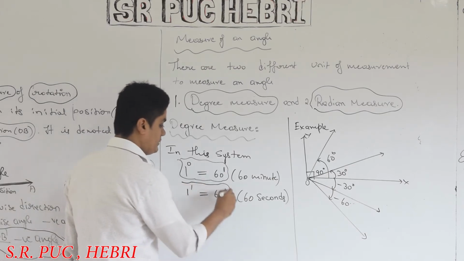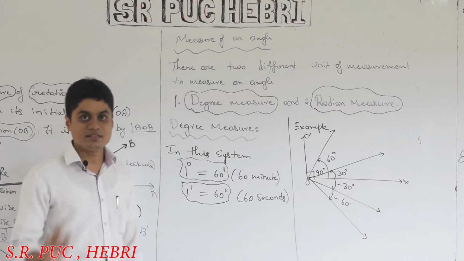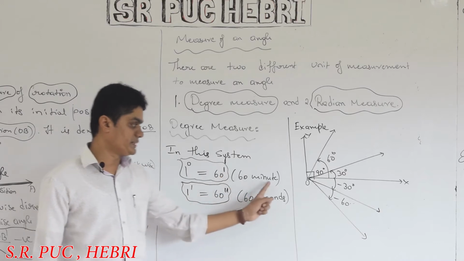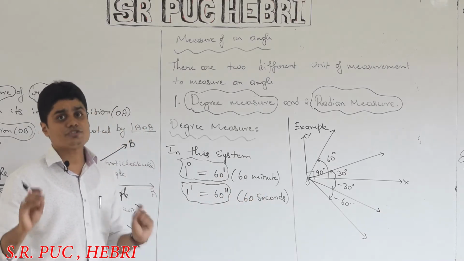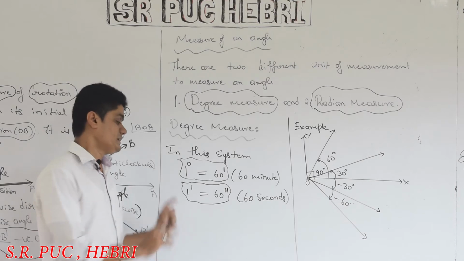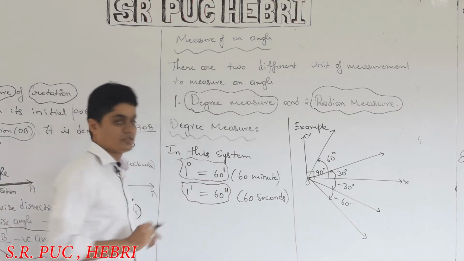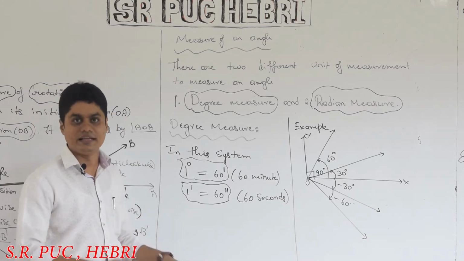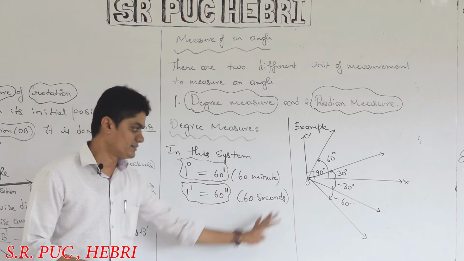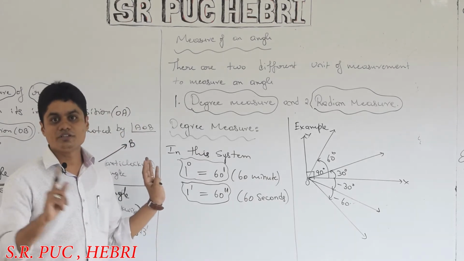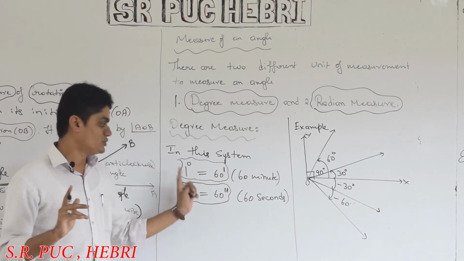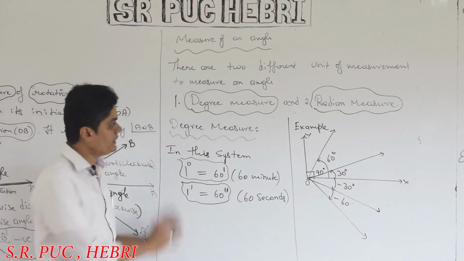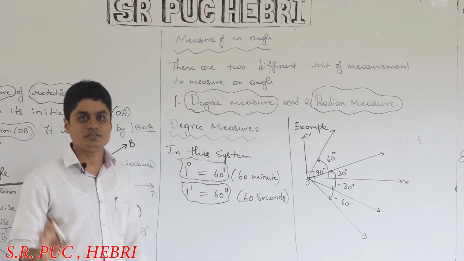In the same way, 1 minute is equal to 60 seconds. Seconds will be represented as a double dash. Remember this: single dash represents minute, double dash represents seconds. You should know, in this system, that 1 degree is equal to 60 minutes, 1 minute is equal to 60 seconds. So understanding the measure of anything, maybe angle, length, mass, whatever, you are understanding the system unit-wise. How much is 1 kilometer, how much is 1 meter, like that, right? So you should know 1 minute is equal to how much, 1 degree is equal to how much. If you know that, understanding the radian measure, degree measure is done.